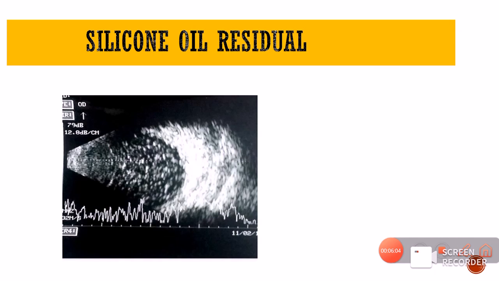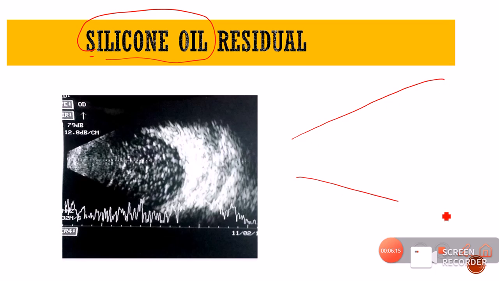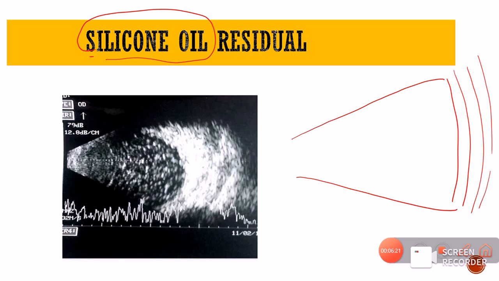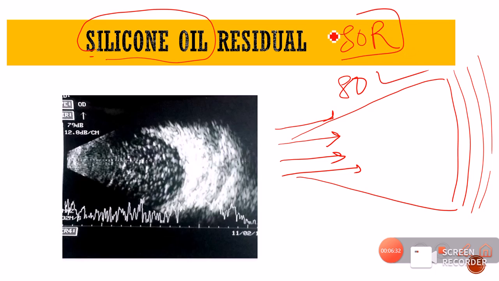Next, something which can look very similar to our asteroid hyalosis is the residual silicone oil. Now we can all easily recognize an eye which has silicone oil, because the eyeball will look larger in size and shape because of the slow speed of the sound waves in the silicone oil. However, when we do a silicone oil removal, sometimes a little bit of it might remain in the vitreous cavity, and then the reflections that we get are like this. Okay, and they will look very similar to our asteroid hyalosis.